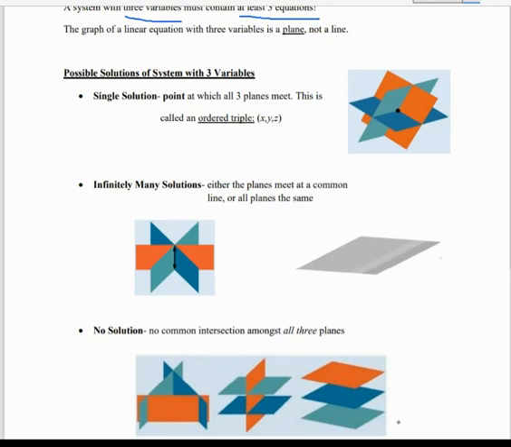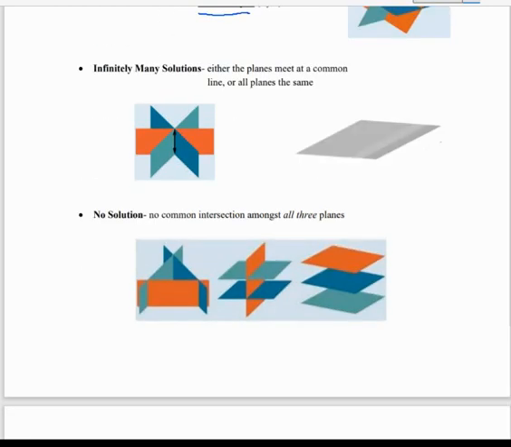To have a single solution, it's the point in which all three planes intersect. That point is what we call an ordered triple: x, y, and z. So we're looking for three unknowns. For infinitely many solutions to occur, there are two scenarios. The planes could all be the exact same and be on top of each other, or the planes could intersect in a line. Remember, lines extend in an infinite direction, so therefore we have an infinite amount of solutions.